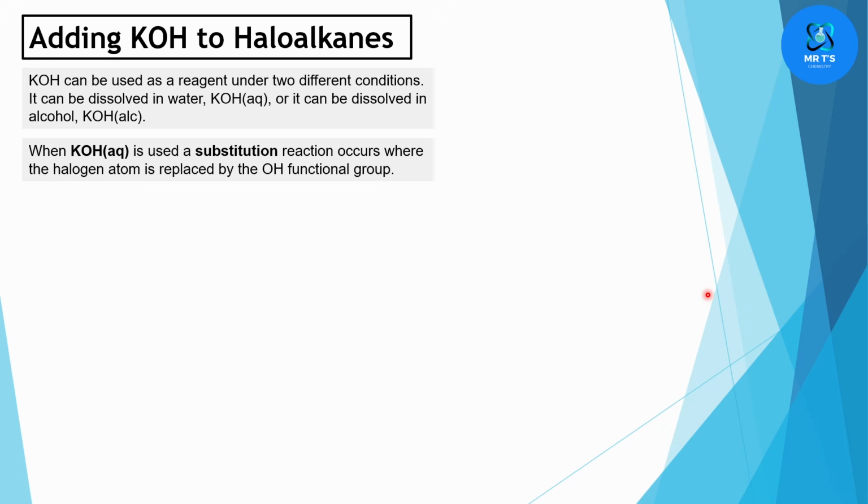When KOH is aqueous, or dissolved in water, we have a substitution reaction. What that means is that in this case, the halogen substituent, the Cl, is going to be replaced by an OH, or a hydroxy alcohol group. So it's going to change from a haloalkane to an alcohol.